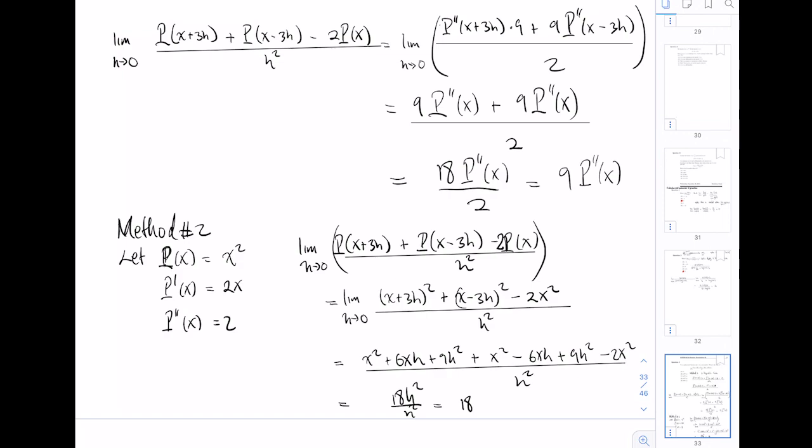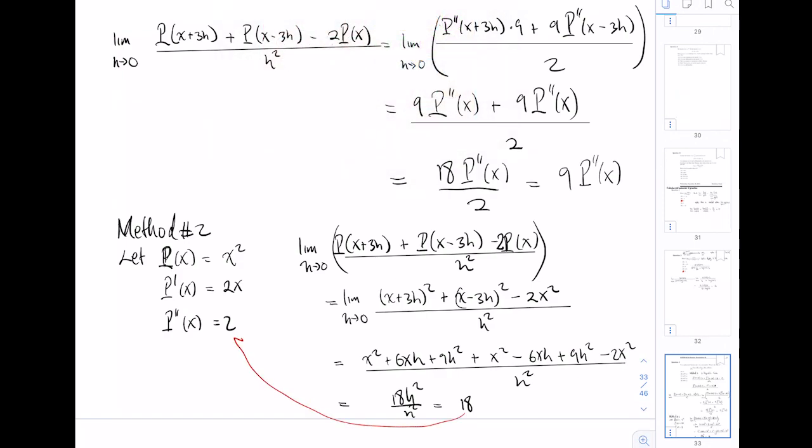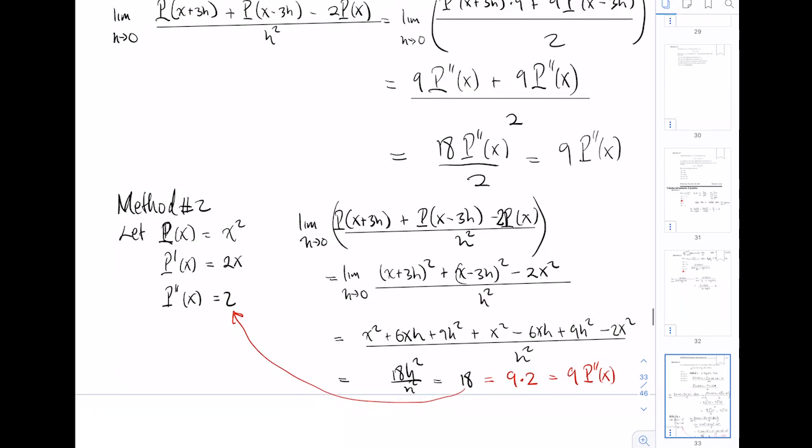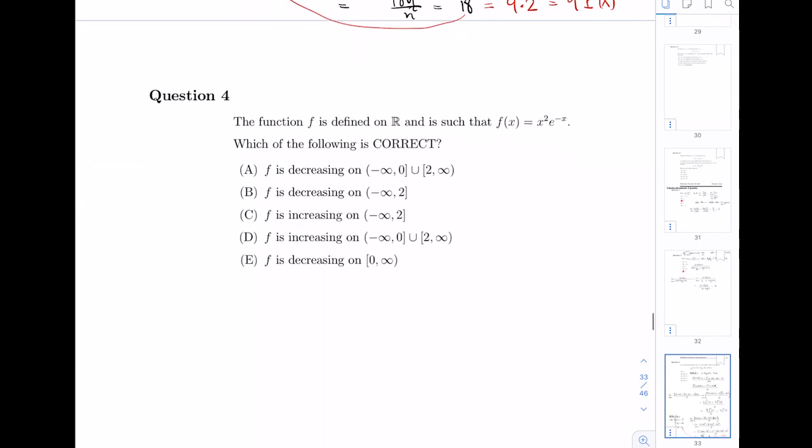The question I now ask myself is, 18 is a multiple of 2. So that means my 18 is really 9 times 2, which is equal to 9 times p prime prime of my polynomial that I chose. Okay? Nice. So we have two methods here. Please go with the method that you're more comfortable with.